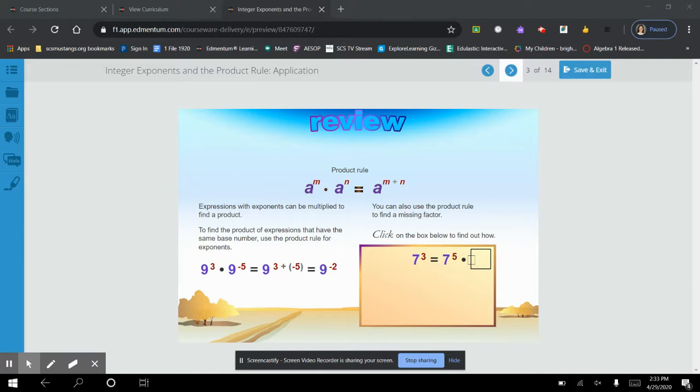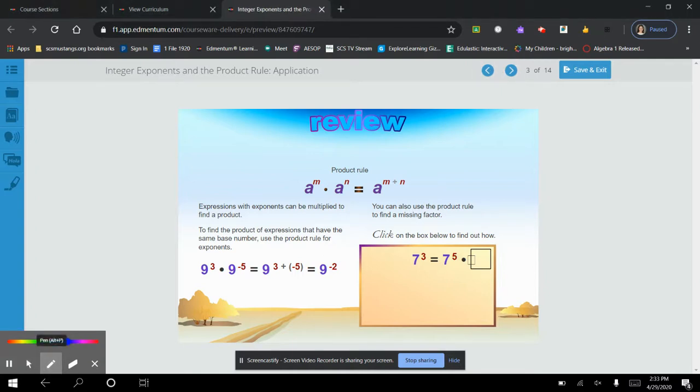So this is something that we already covered and talked about in class, but it's always good to review those things. As you can see in the review, whenever we are looking at the product rule and we are multiplying, and this is the big deal, we have to be multiplying two of the same exact base. That number right there, or the letter, is called the base. And then this is the exponent. So you have to have the bases be the same when you're multiplying them together.